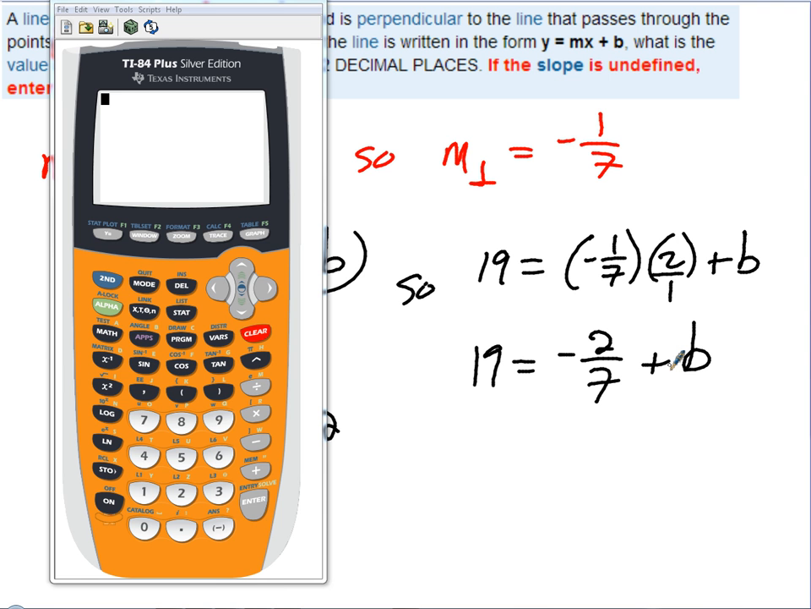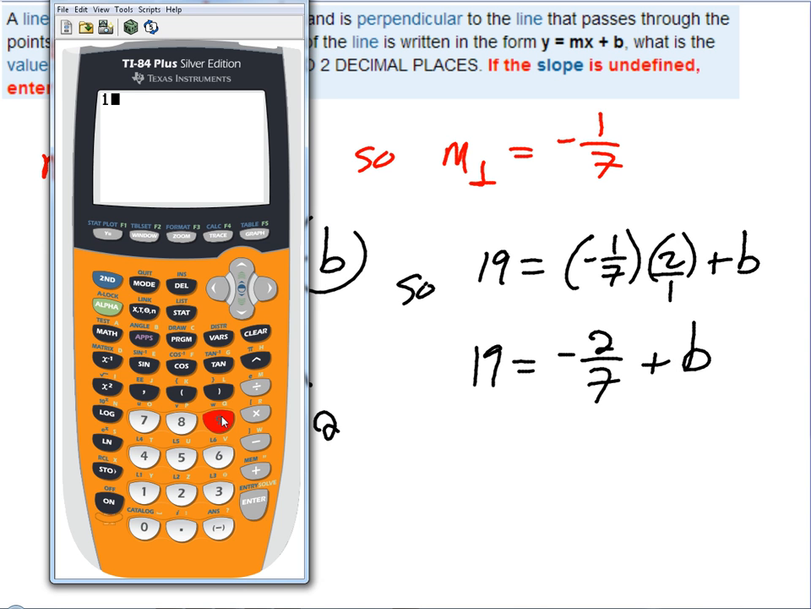So in my calculator, I'll just do 19 plus, now how do I get the 2/7 in there? There are two easy ways to do this. People seem to like this template, and it's fine. If you want to use the fraction template, just alpha F1, enter, and I get my little fraction template. So I can add 2 over 7. Well, I have a negative on this side, so I'm adding 2/7. Make sense?